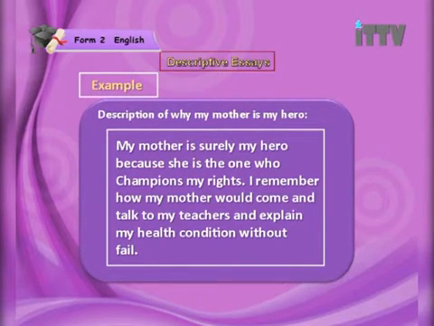Let's take a look at an example, shall we? My mother is surely my hero because she's the one who champions my rights. I remember how my mother would come and talk to my teachers and explain my health condition without fail.